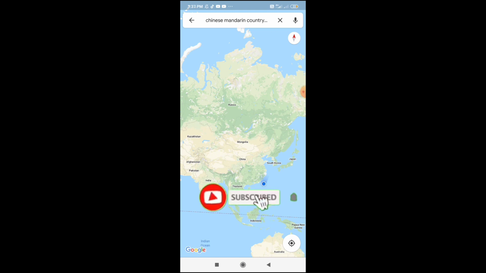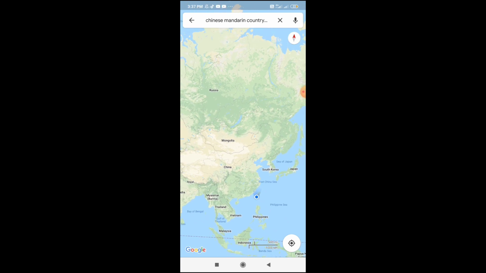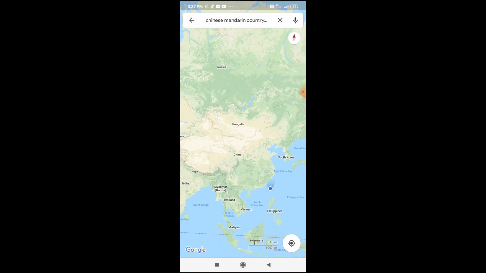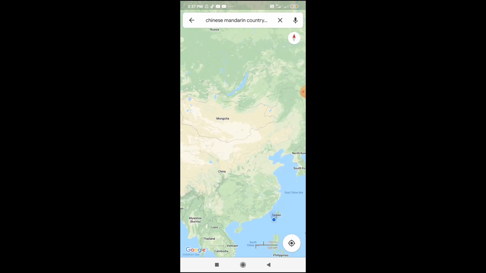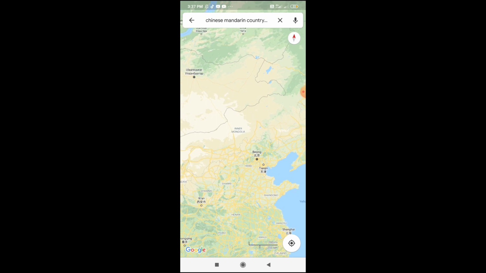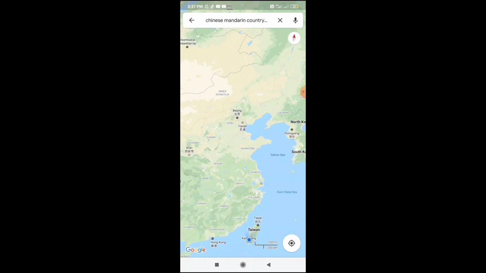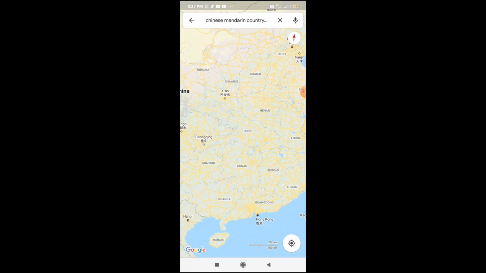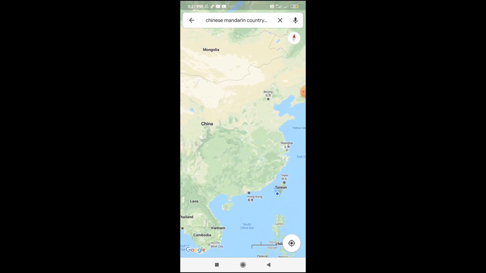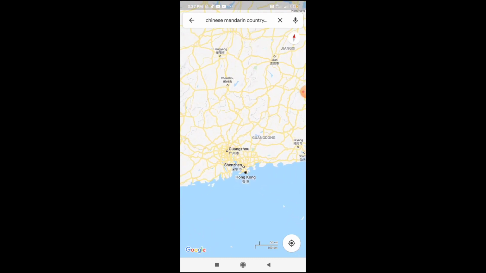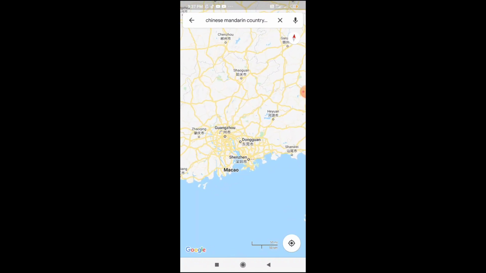So before I start, let me explain to you the difference between Chinese, Mandarin, and Cantonese. So I will use the China map here. Here's the China map, a heart-shaped map. So this is the capital of mainland China, Beijing. And then Shanghai, one of the provinces in China. And then Guangdong. And here, Hong Kong and Macau use the Cantonese dialect.